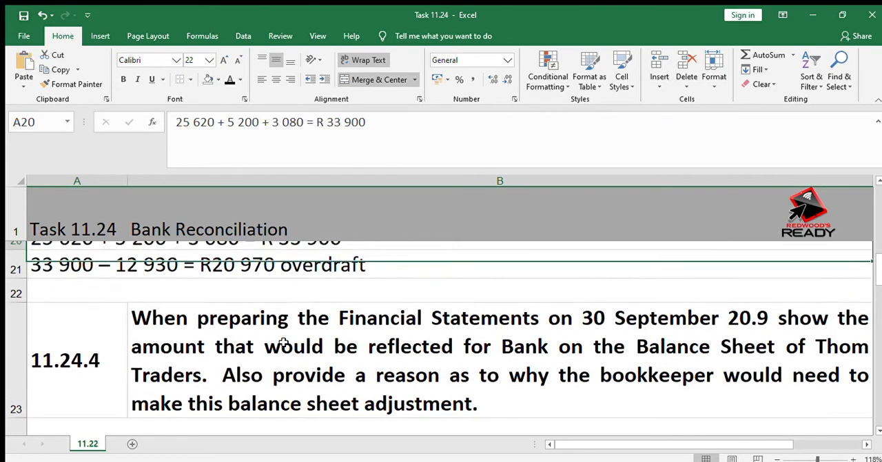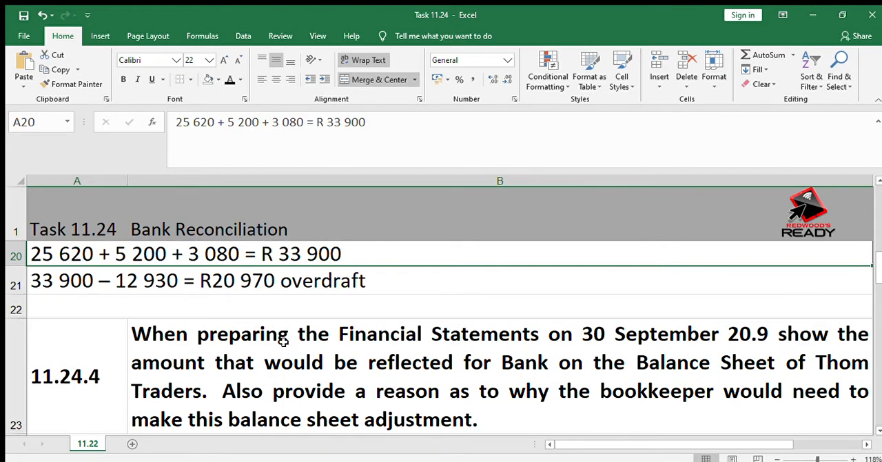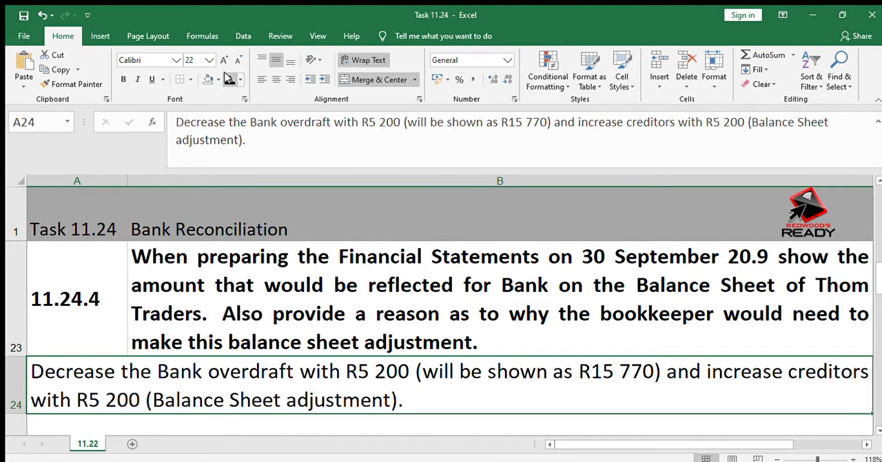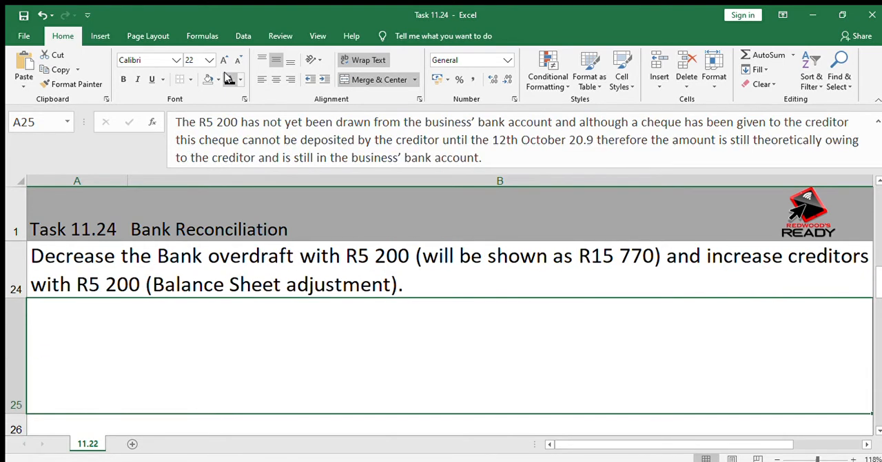So the bank balance we just calculated was 20,970 overdraft. Okay, so we need to reverse the 5,200 post-dated check. Okay, so we're going to decrease the bank overdraft with 5,200. So it will be shown as 15,770, and we'll increase creditors with 5,200. Okay, and the reason we do this, okay, is because of the prudence concept of GAAP.